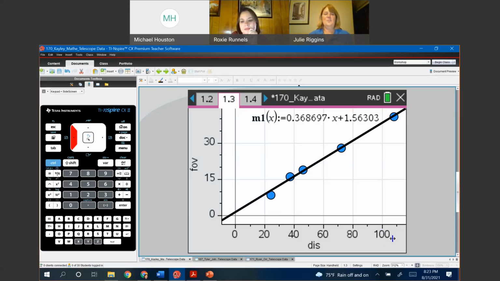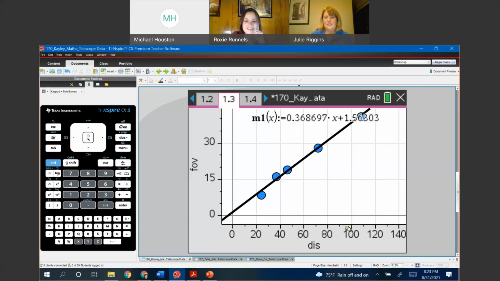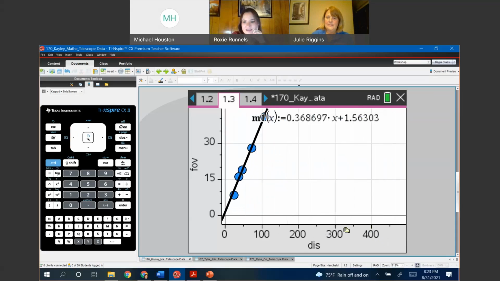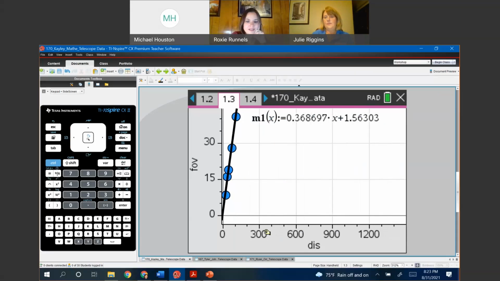I want to make sure I don't run over in my time. So, there we go. Robert Baker's got 1200, right? So instead of 100 inches, I need 1200 inches. So we're going to slide out like this. Oh my goodness, I got to go all the way to 1200.